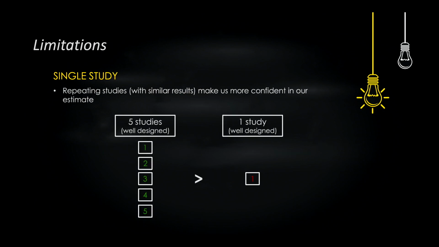The next limitation is a single study. Repeating studies with similar results makes us more confident in our estimate. Just take a look on the right-hand side: instead of one well-designed study, you would much rather see 5 well-designed studies that say the same thing. You would be more confident that the intervention you're going to apply has the effect that you want it to if 5 studies all agree.